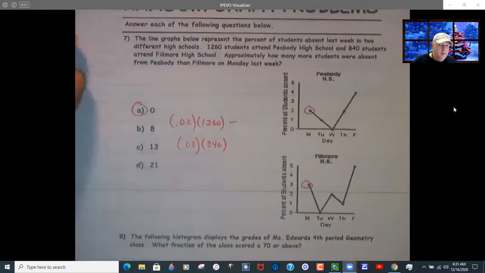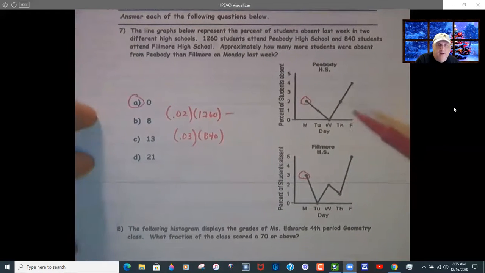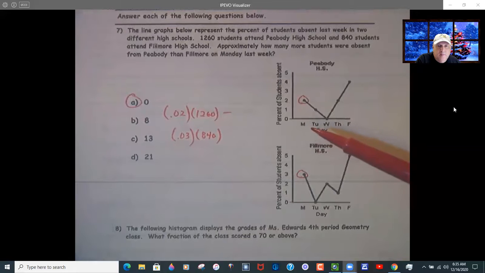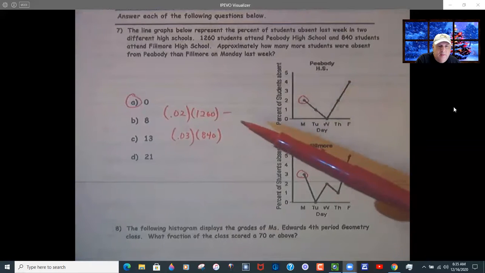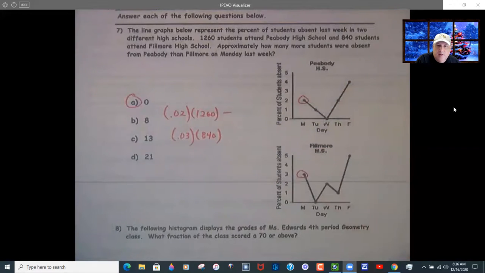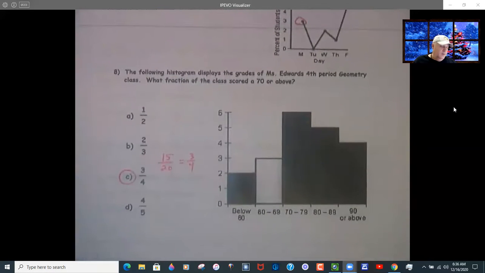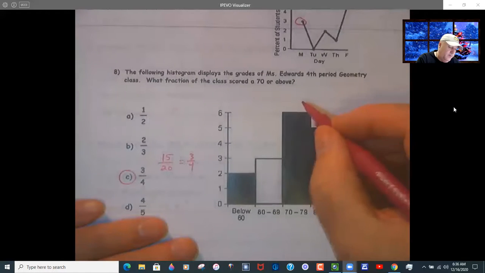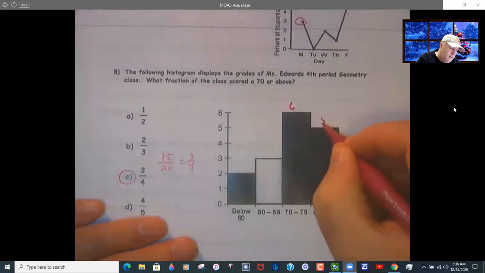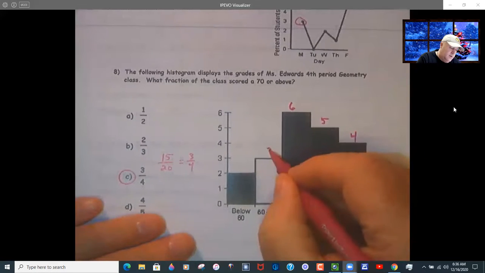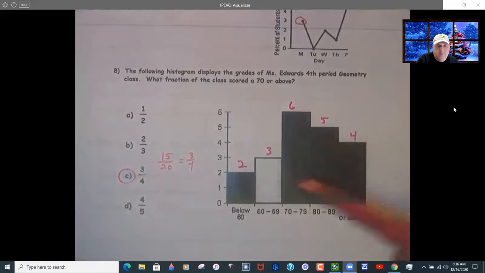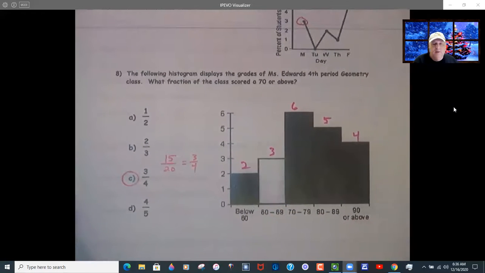Okay, a couple more here, and then we'll move along. So what's the difference in the absentee rate? So about 2% here and 3% here. So 2% of 1260 minus 3% of 840. And it's 0 because they're both the same number. Interesting. Number 8, 70 or above. So how many? So we have 6 and 5 and 4. This is 3 and 2, but we're not concerned. So 6 plus 5 plus 4, 15 out of 20 scored 70 or more.